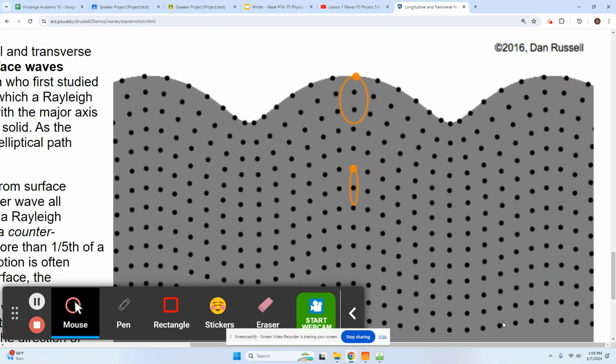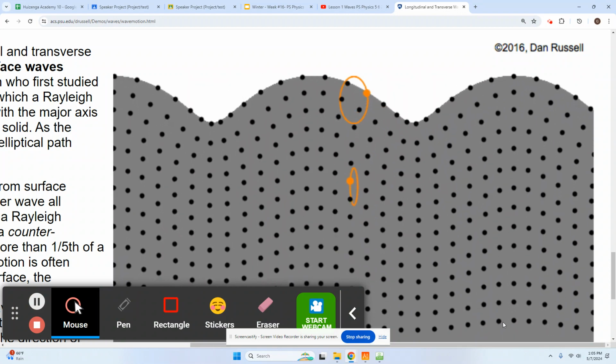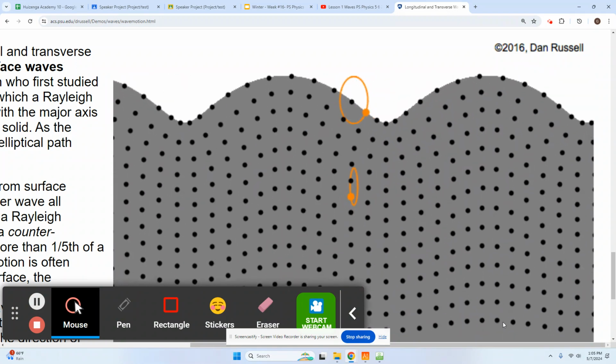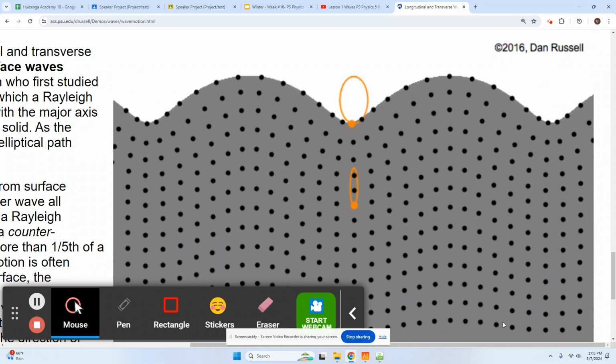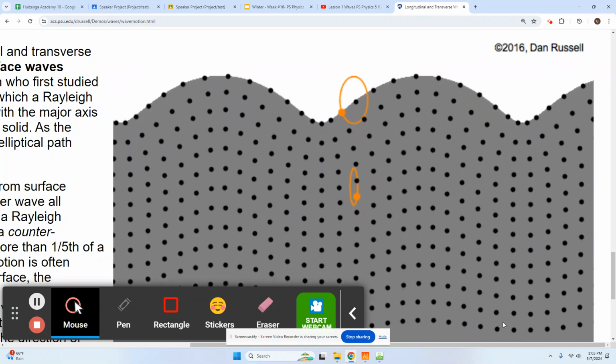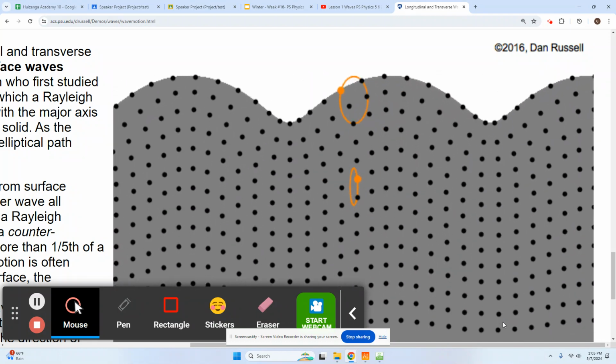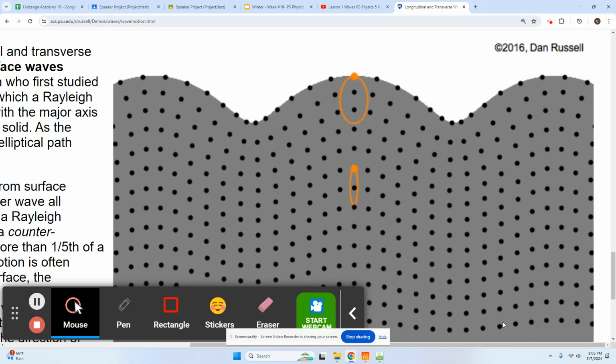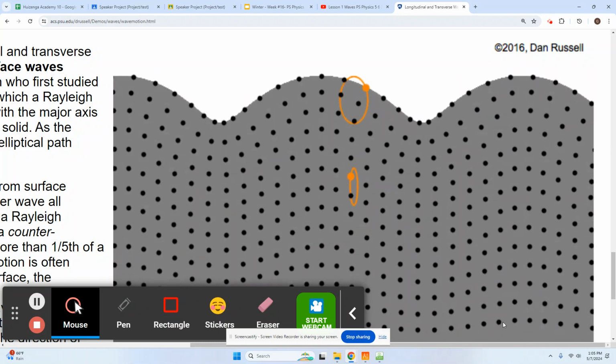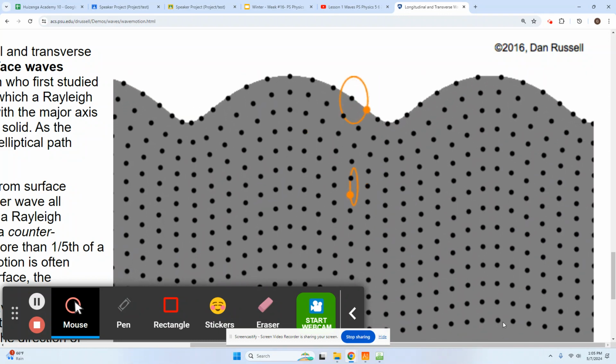For one, some people notice that it's elliptical instead of circular, right? So the motion is still a combination of transverse and longitudinal, if you will. But a key difference between these is that we sort of change the direction of that motion. And so earthquakes are often, this is a shearing effect.